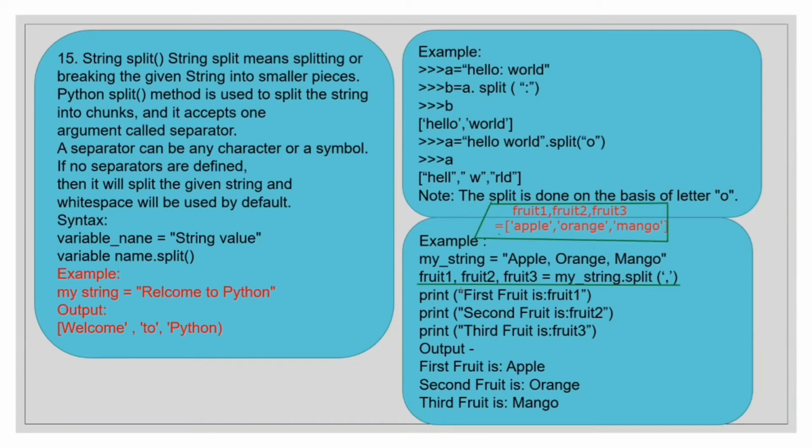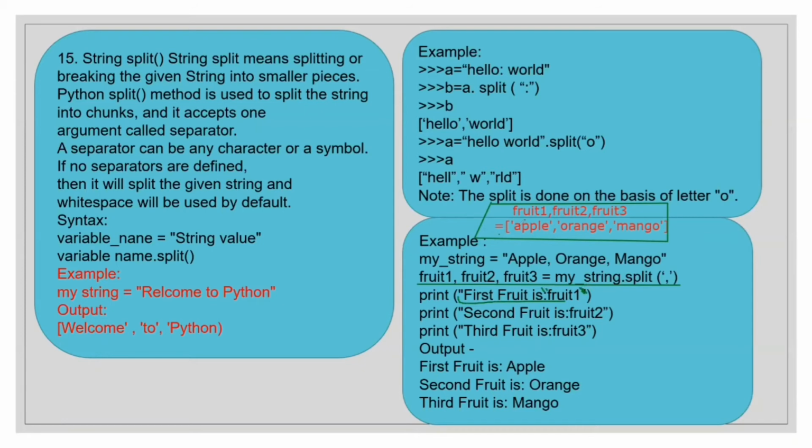Now if I'm writing print, and this is in C, this is in inverted commas. So this is just a string. It's going to print as it is. "Fruit one is", and there's an inverted comma. This inverted comma should be here. Okay, there's a mistake. And then fruit one.